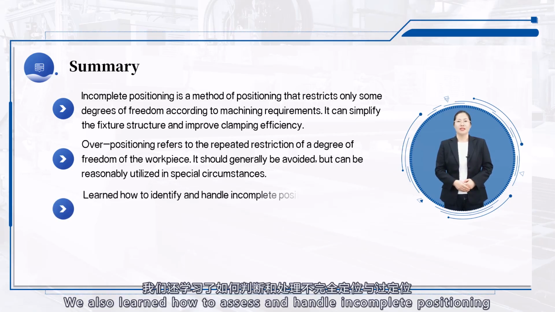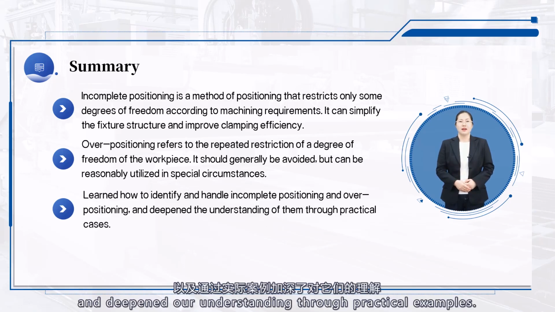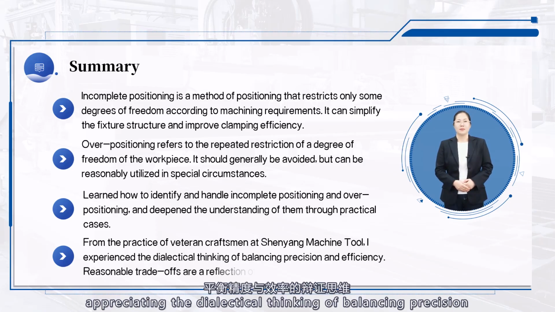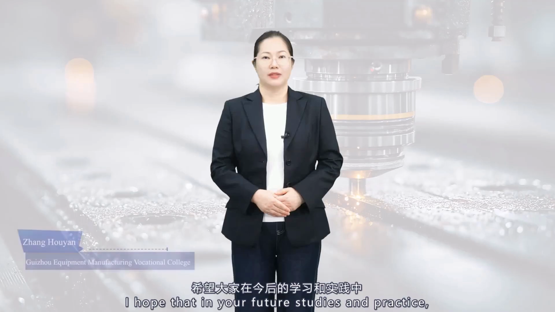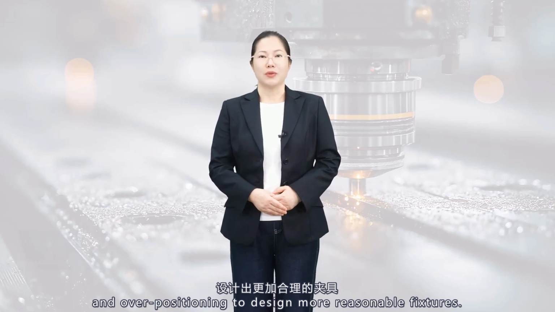We also learned how to assess and handle incomplete positioning and over-positioning, and deepened our understanding through practical examples. Additionally, we gained insight from the veteran craftsman at Shenyang Machine Tool, appreciating the dialectical thinking of balancing precision and efficiency. Making reasonable trade-offs is a demonstration of engineering wisdom. I hope that in your future studies and practice, you will be able to correctly apply the knowledge of incomplete positioning and over-positioning to design more reasonable fixtures.